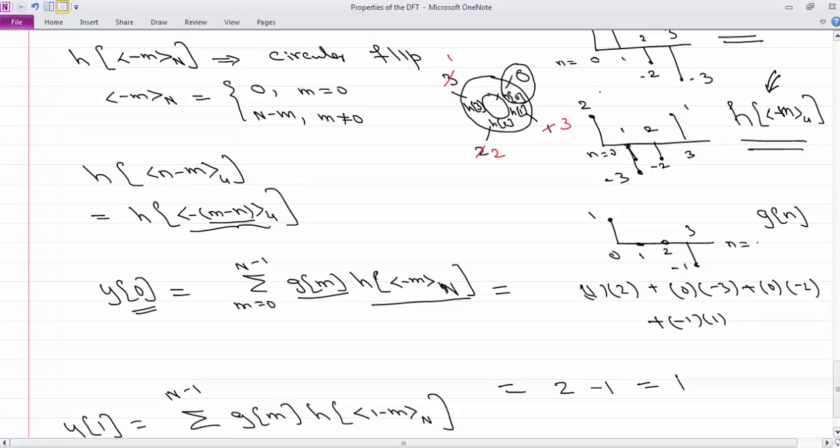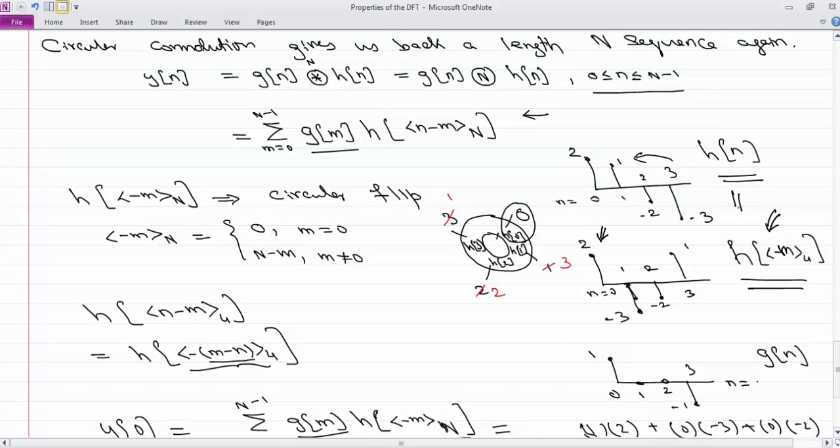So I am looking at this using this circularly flipped version and just circularly shifting it to the right by 1. From my original hn, I have gotten to this point, and after I am at this point, all I have to do is a circular shift to the right by 1, which means that I move every value to the right. So 2 comes at index 1, minus 3 comes at index 2, minus 2 goes at index 3, and 1, where does 1 go? Back to 0. Right?